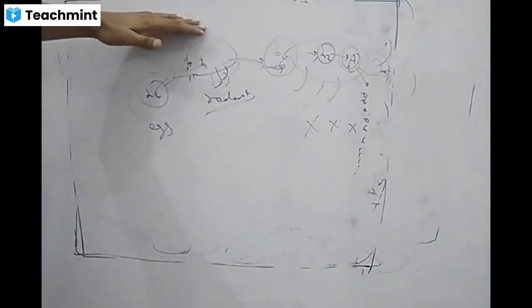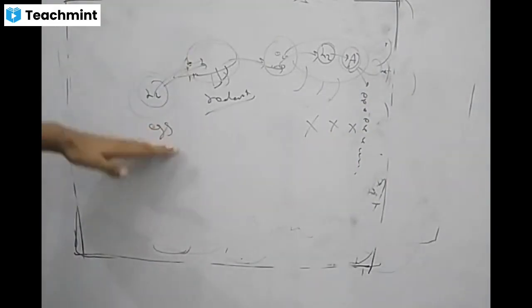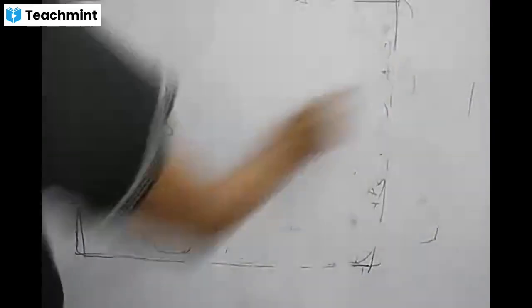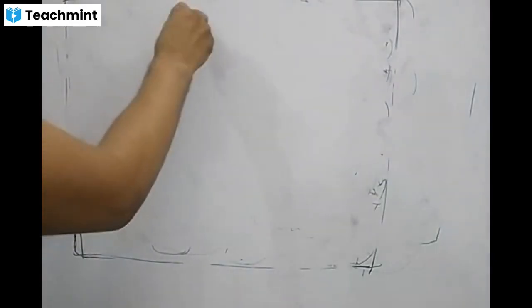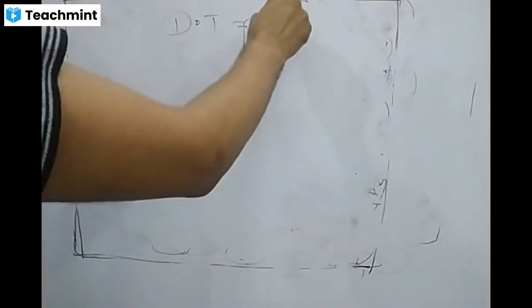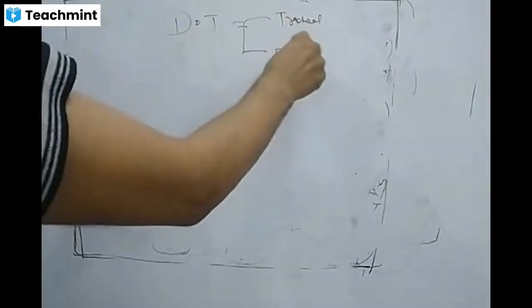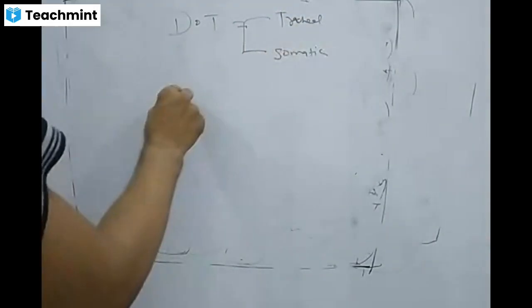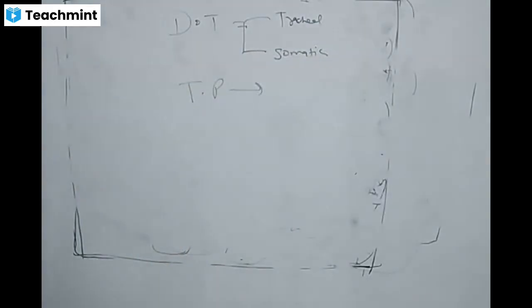Direct transmission. One was transplacental, then transcolostral and paratenic. If you compare, because these points are very important, they have asked MCQs. Direct transmission has two types of migration: one is tracheal, one is somatic. Then transplacental.